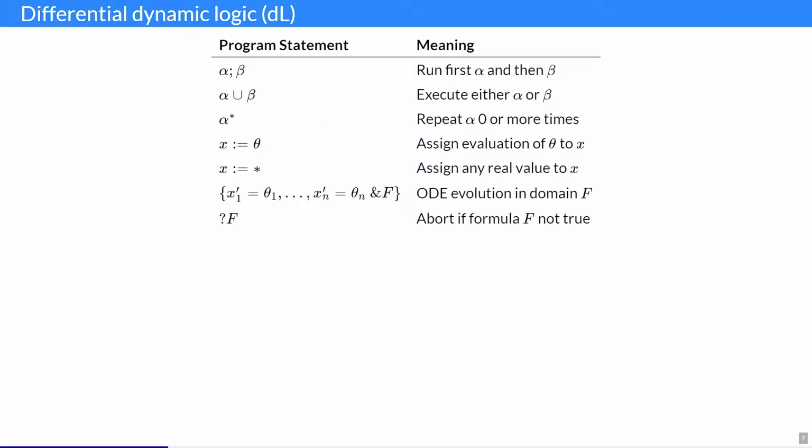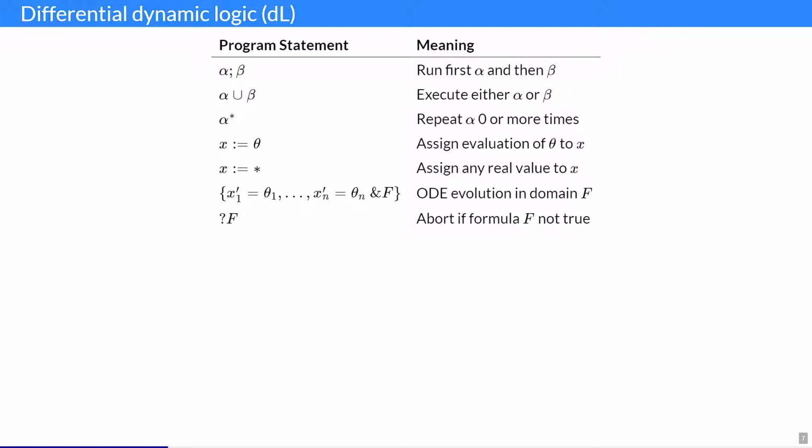This is a quick overview of differential dynamic logic. This logic uses hybrid programs to specify both continuous dynamics in the form of differential equations as well as discrete dynamics, such as the reinforcement learning agent changing the action that it is taking at discrete points in time. So alpha and beta here are hybrid programs, as I just described. And in differential dynamic logic, hybrid programs can be chained using the semicolon operator, or a non-deterministic choice between programs can be executed. One program can be executed a non-deterministic number of times.